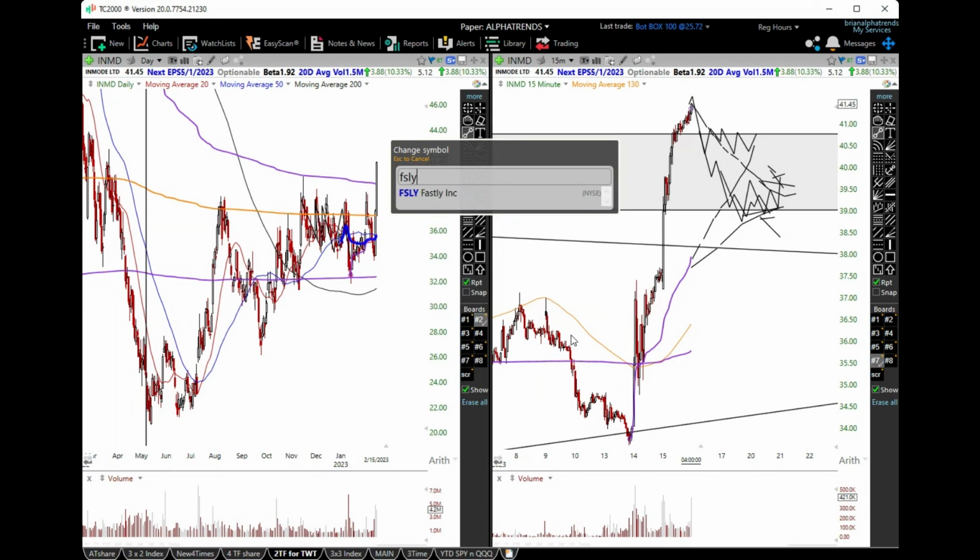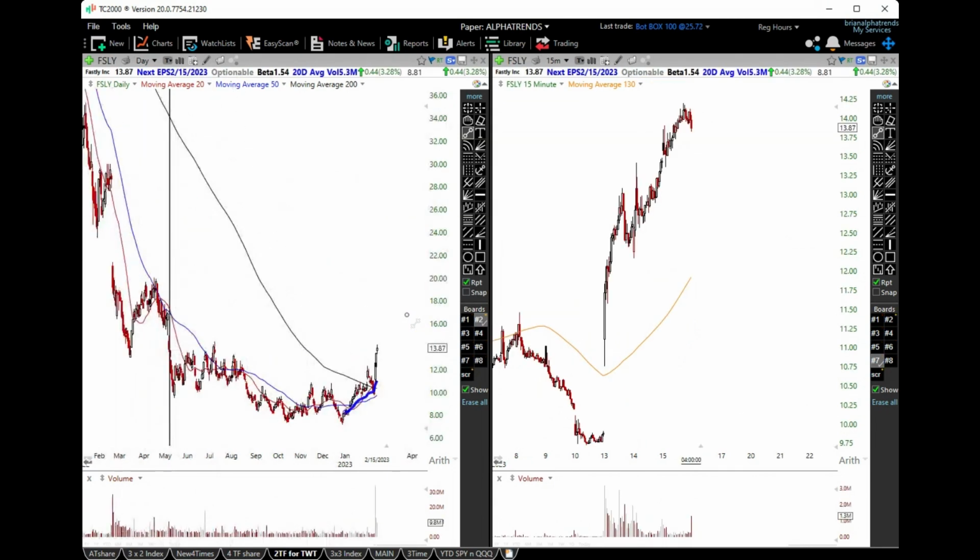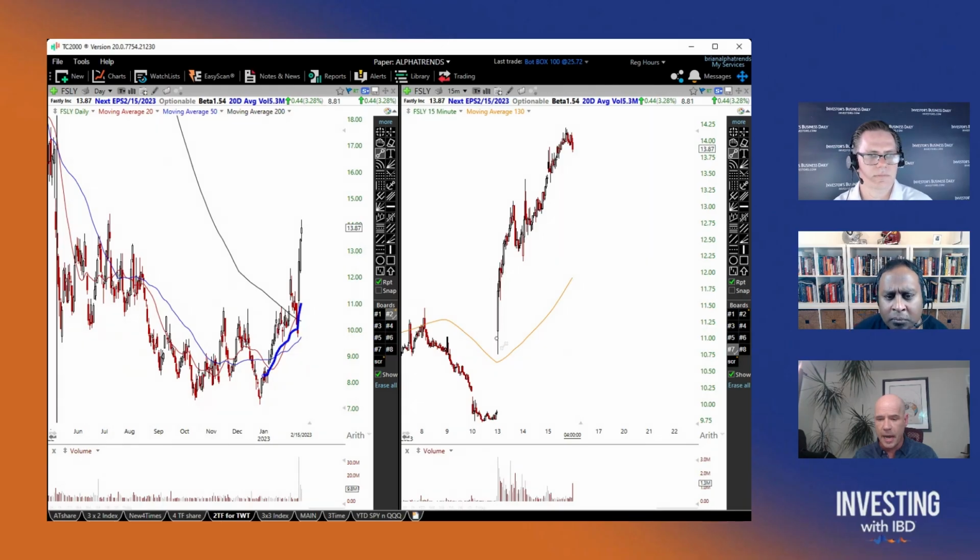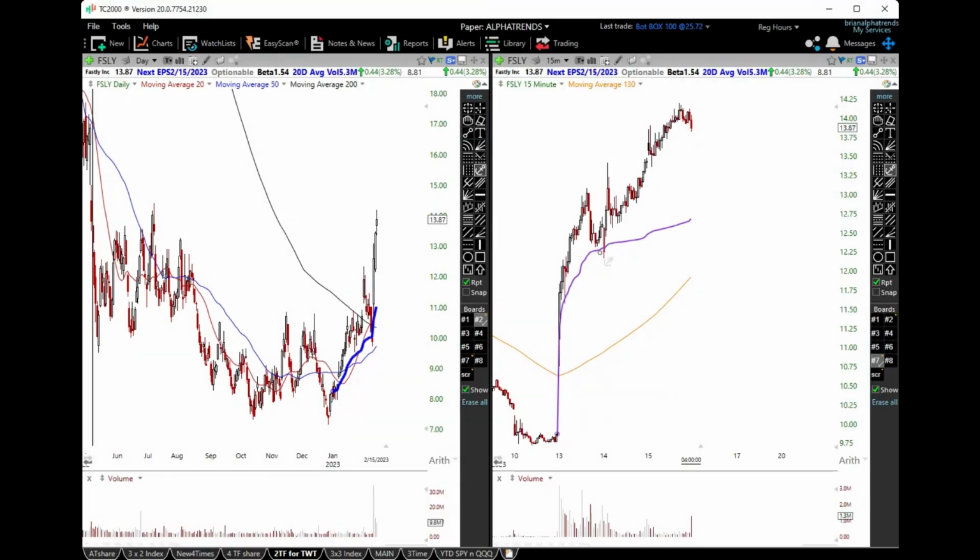FSLY just reported. I missed that one as well. And the question is, do I want to buy it up here? So if we put a volume weighted average price anchored to the earnings, you can see how yesterday, or 2 days ago, it pulled back to that on the open and then ran.